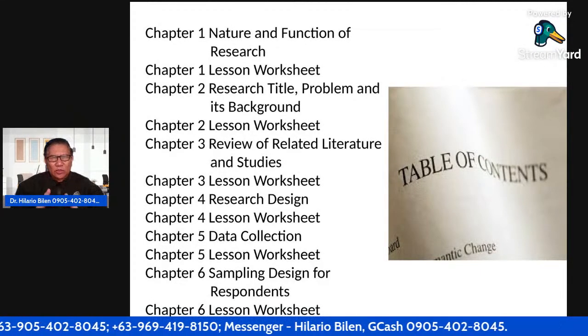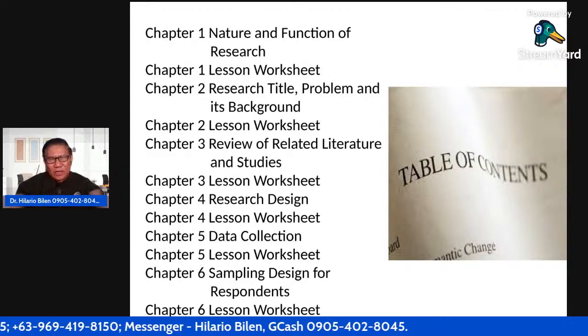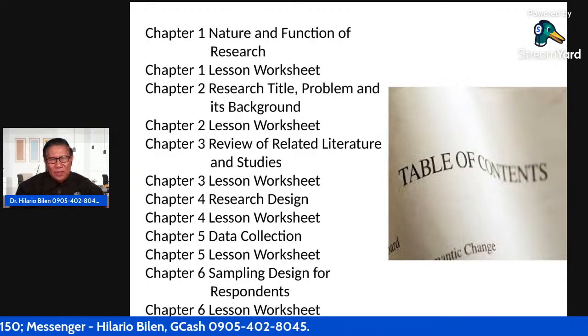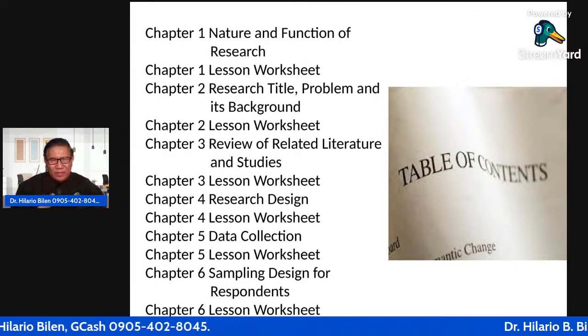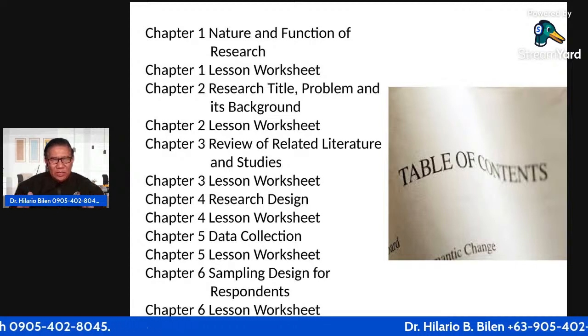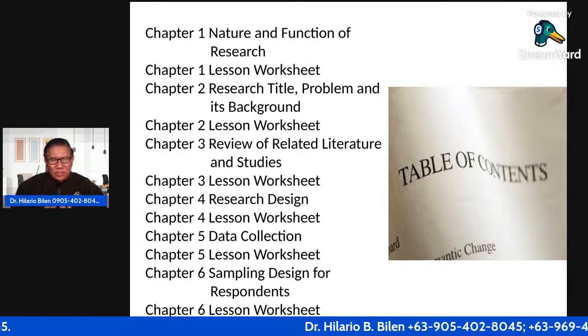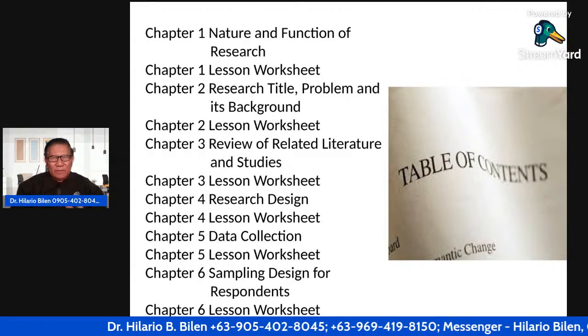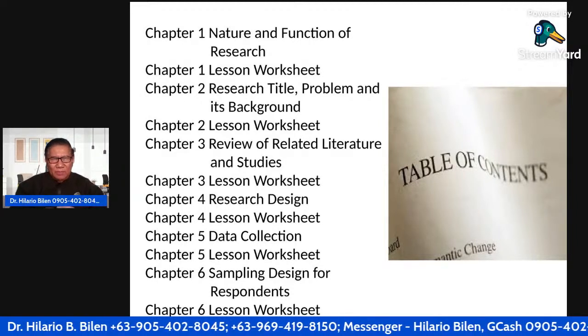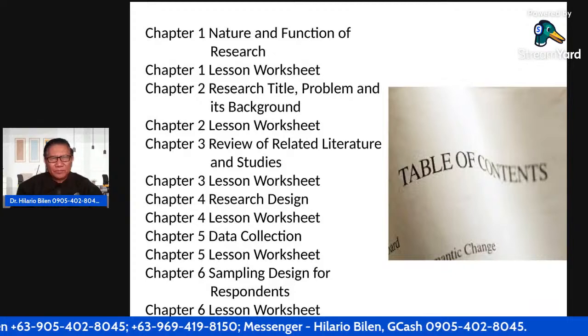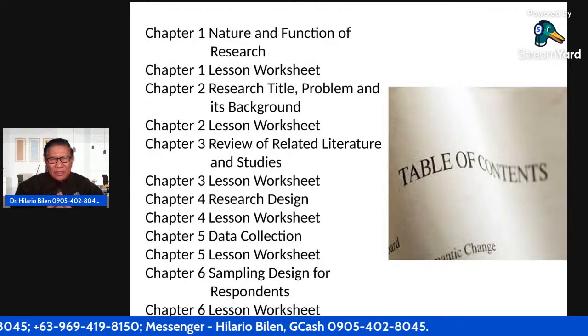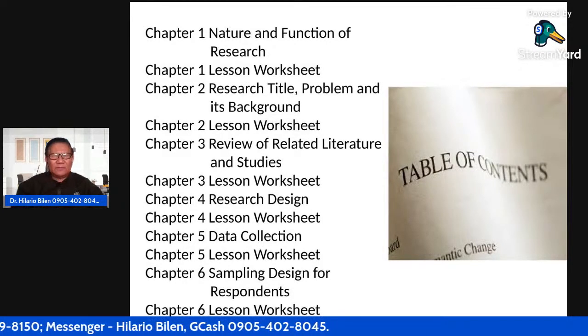And we are going to talk about chapter 1. We will see and hear everything in this, not this lecture, but this is the beginning of the lecture. We have the nature and function of research. We will be tackling that in chapter one. And at the end of the lecture, you have to answer the lesson worksheet.